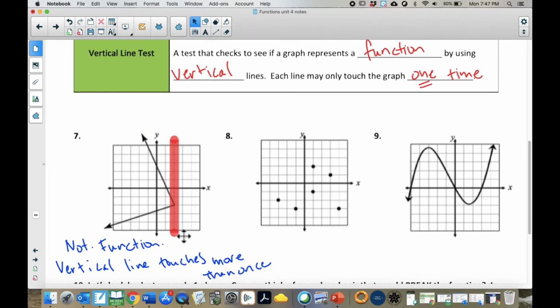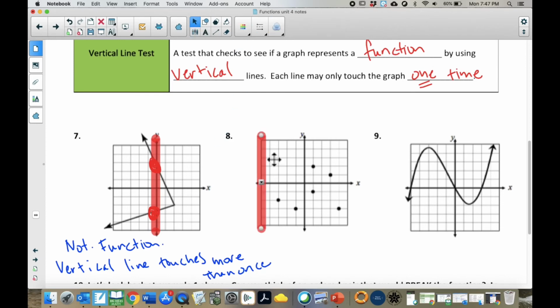And the reason it's not a function is because the vertical line touches it more than once. So like if I leave it right here, for instance, then it's going to touch it in both of those places. And so anytime you can find at least one place where it touches it more than once, that means it does not pass the vertical line test, and that means it is not a function.